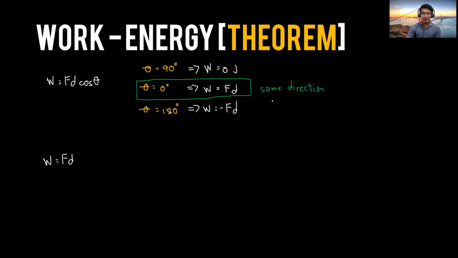Now, we can manipulate and derive this equation. What is our equation for force in the second law of motion? According to Newton, force is equal to mass times acceleration. So we can substitute this term into this equation, since force and mass times acceleration are the same. Our equation becomes mass times acceleration multiplied by the displacement. So work is equal to MAD.